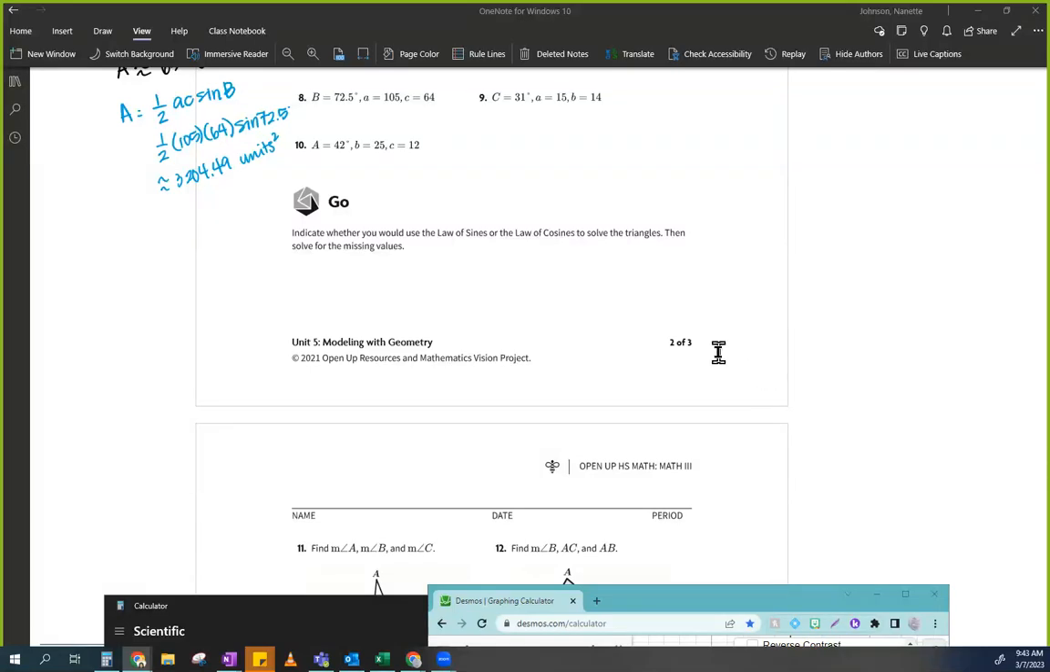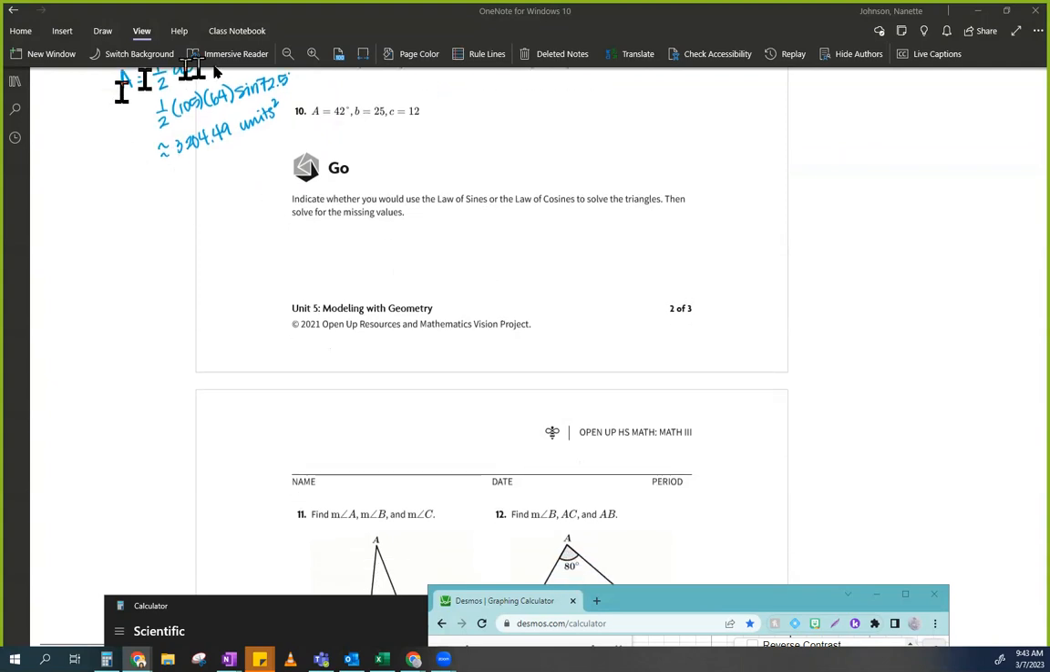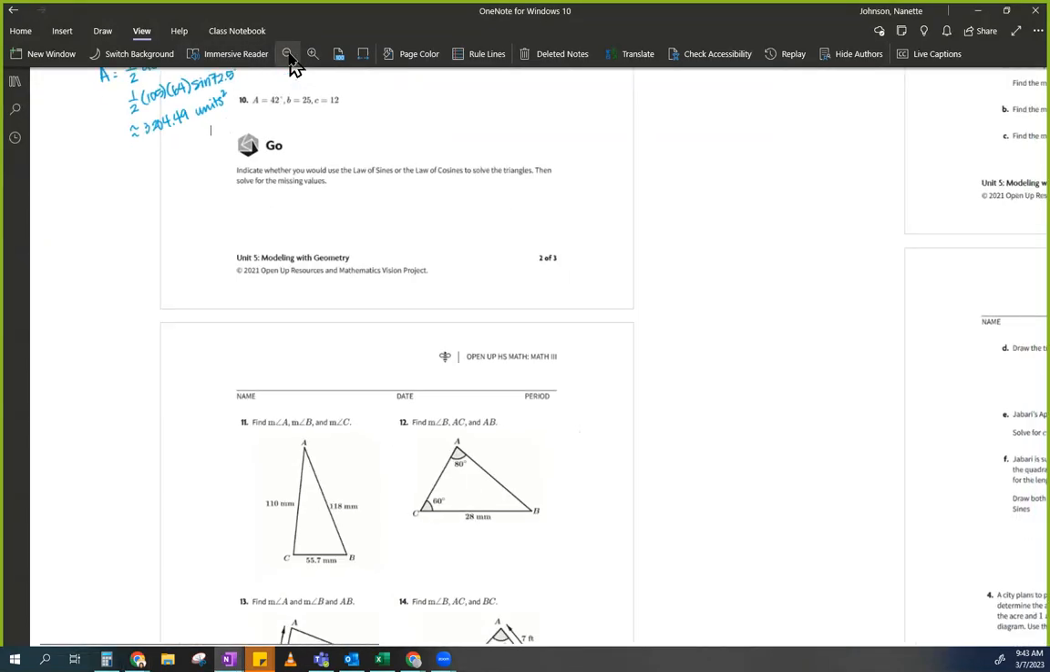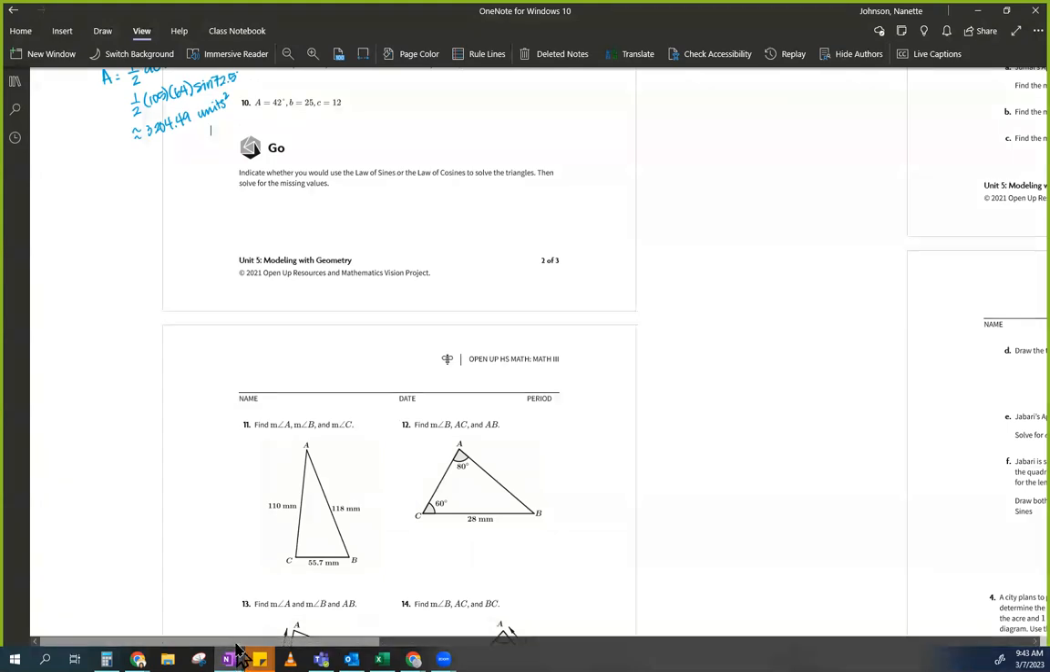Okay, we are still in 5.8 and we're going to go over 11 and 13. It says, indicate whether you would use the law of sines or the law of cosines to solve the triangles, then solve for the missing values. The first thing I actually want to do, and I should have done this before I started this video, but nonetheless, that's okay.